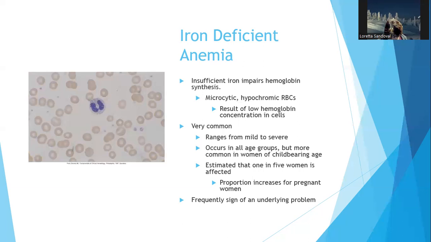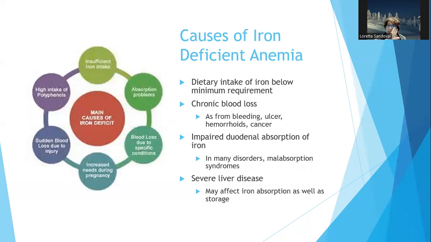Iron deficient anemia can also be a sign of an underlying problem. So besides just the reduction of the production of hemoglobin, there's also a reduction in stored iron. And they can do blood tests that measure that. And it affects the bone marrow. So there are lots of different reasons that can cause iron deficient anemia. So this is the etiology of iron deficient anemia.